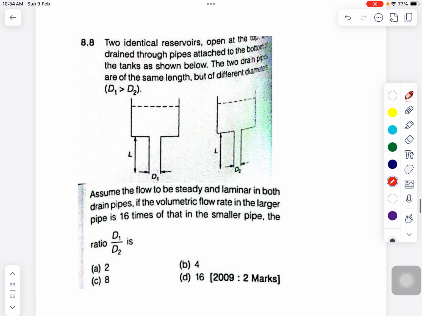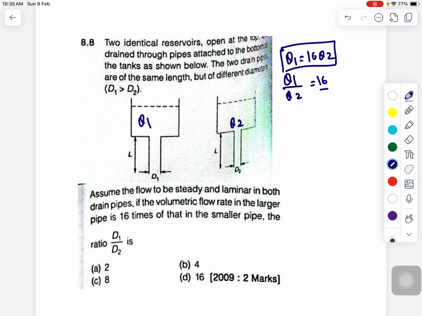Okay, now moving towards the next question again. The question says that two identical reservoirs open at the top drain through a pipe attached to the bottom of the tank as shown in the figure. The two drain pipes are of the same length but of different diameter. D1 is greater than D2. Assume the flow to be steady and laminar in both drain pipes. If the volumetric flow rate in the larger pipe is 16 times, so let's say here it is Q1 and the volumetric flow rate is Q2, so Q1 is given as 16 times Q2, right? So the Q1 by Q2 ratio is given to you, that is 16. You are supposed to calculate the ratio d1 by d2.